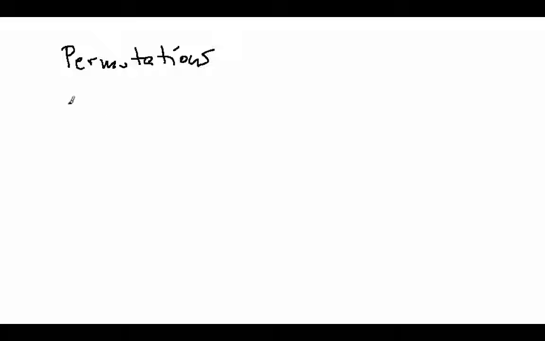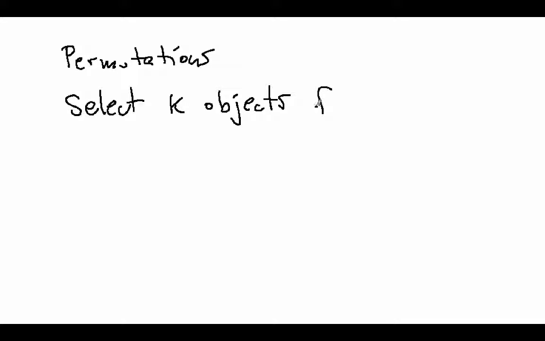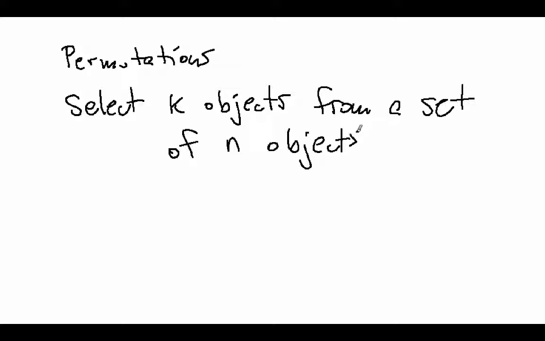And we want to suppose that we want to select k objects from a set of n objects. And of course the assumption here is that k is less than n. Remember, permutations, that means that order counts, order matters.